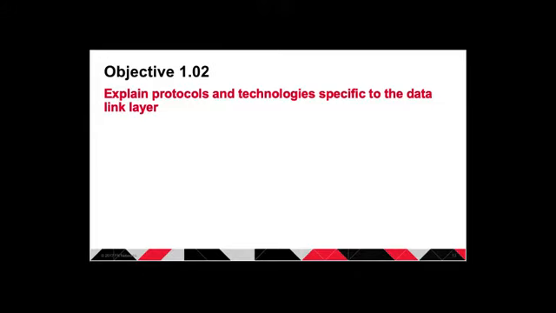All right, everyone. So in this objective 102, you've been reading about protocols and technologies that are specific to the data link layer, and they want you to be able to explain those and understand the concepts that all relate to the data link layer. The primary one, the first one they want you to dive into is explaining the purpose and functionality of a MAC address.